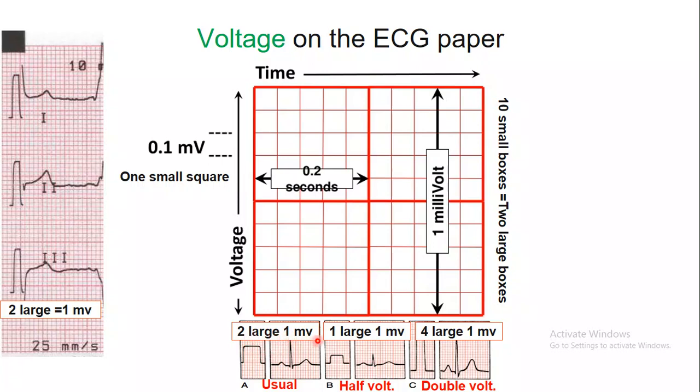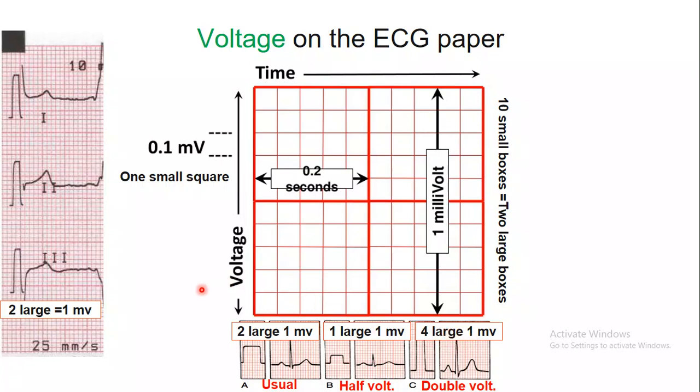But the ECG machine has other options if the recorded voltage is huge or large, like in a patient with left ventricular hypertrophy. It automatically changes the calibration into what's called half voltage calibration, where each 1 large square equals 1 millivolt. On the other hand, if we have a very small QRS voltage and we want to magnify it, we perform what is called double voltage, which means each 1 millivolt will be drawn on 4 large squares.